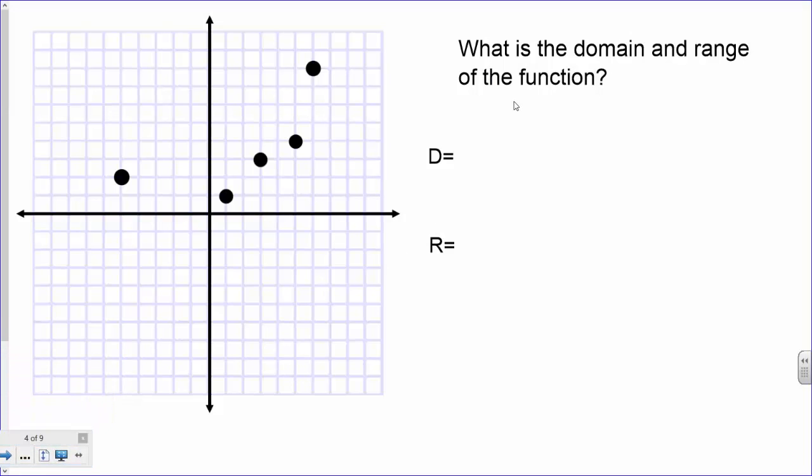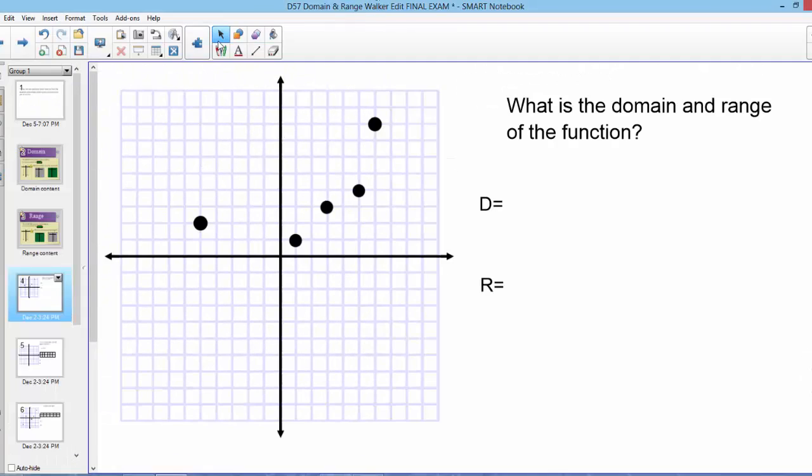So, what is the domain and range of the function? We have to look at our points. Grab a pen. Look at our points. If these represent 1, 2, and so on, let's look at the point furthest to the left. We have -1, 2, 3, 4, 5.